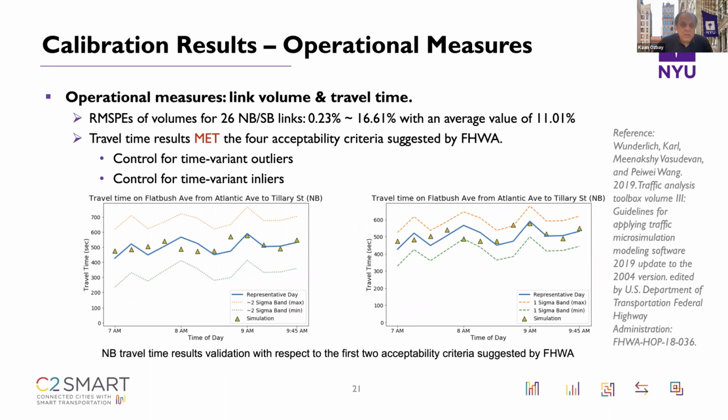So this is basically the part that everybody knows, the operational measures. We look at the link volumes and travel times, and then we calculate them so we have these values for the average day. Then we look at the representative day values in blue, and these are simulation runs in yellow triangles. Are they too far from the average day? Are they within some envelope? And if they are, then you say, okay, I'm doing well.